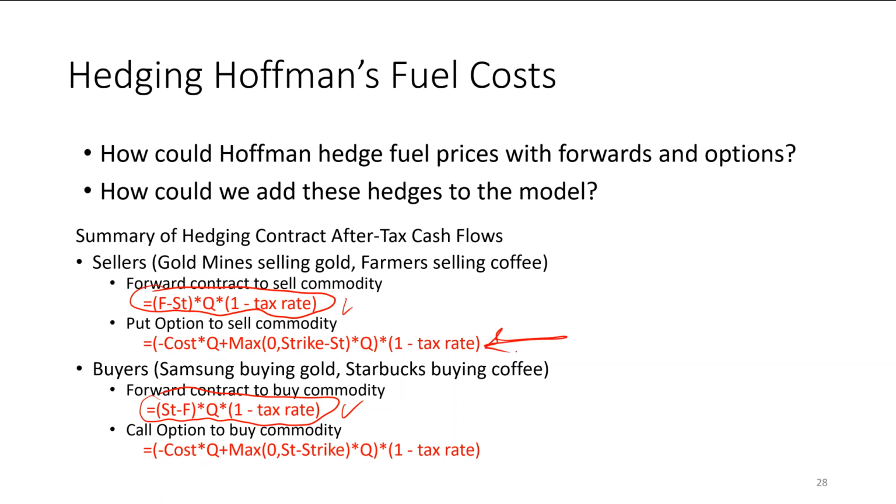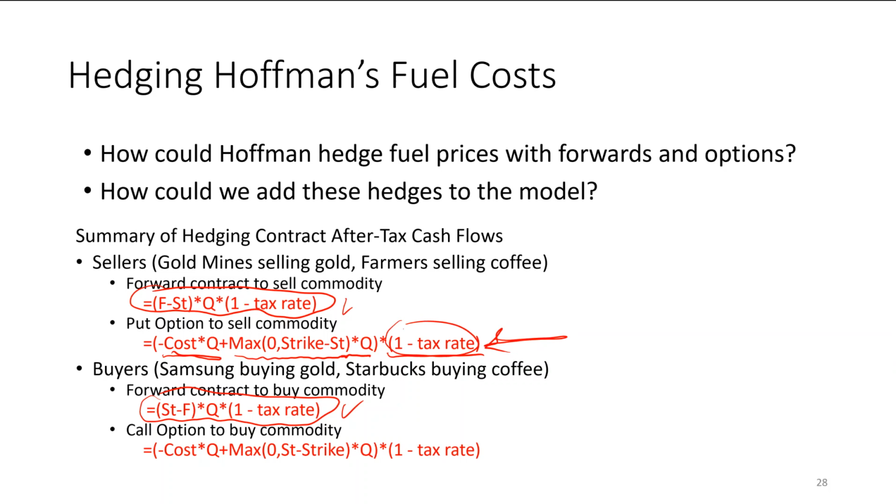Now for an option, when Todd entered into a put option to sell gold, we have his payoff and profit function here. That is minus the cost of the option times the quantity, plus the maximum of 0 and strike minus ST, times quantity, times 1 minus the tax rate. Again, in the spreadsheet, we didn't have to type in the 1 minus tax rate because it's already incorporated into the lower rows.